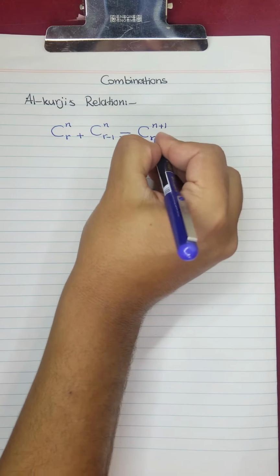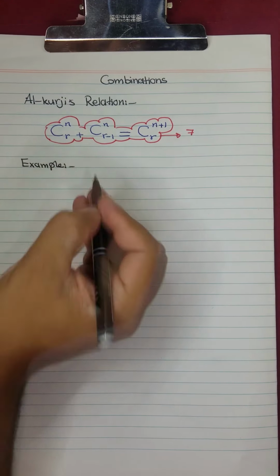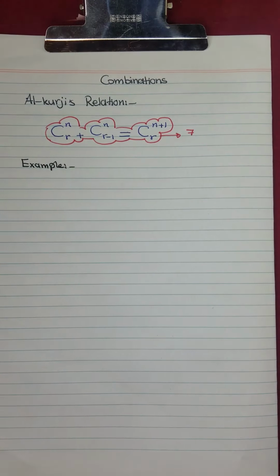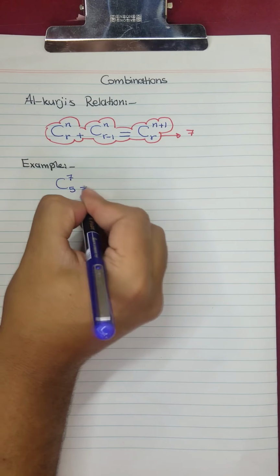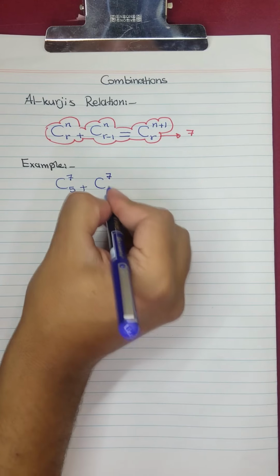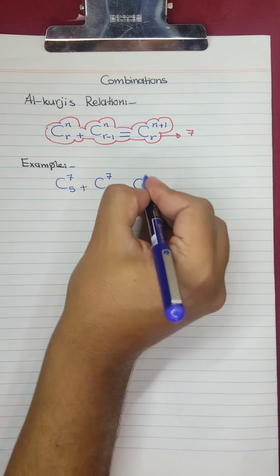And as an example for this, we can see that if you have a combination of 7, 5 plus combination of 7, 4, then the answer is going to be the same as combination 8, and you select the bigger r, which is 5. And if you evaluate these two and you add them, you will find out that this is the same as this one.